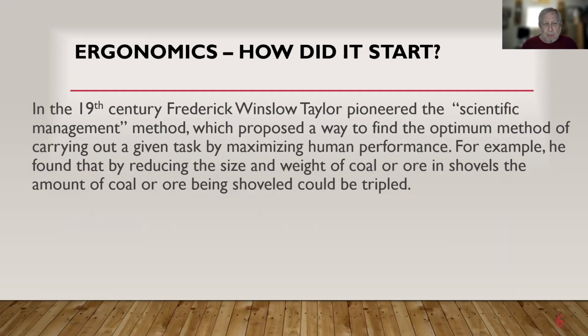In the 19th century, Frederick Winslow Taylor pioneered the scientific management method, which proposed a way to find the optimum method of carrying out a given task by maximizing human performance. For example, he found that by reducing the size and weight of coal in ore shovels, the amount of coal or ore being shoveled could be tripled.